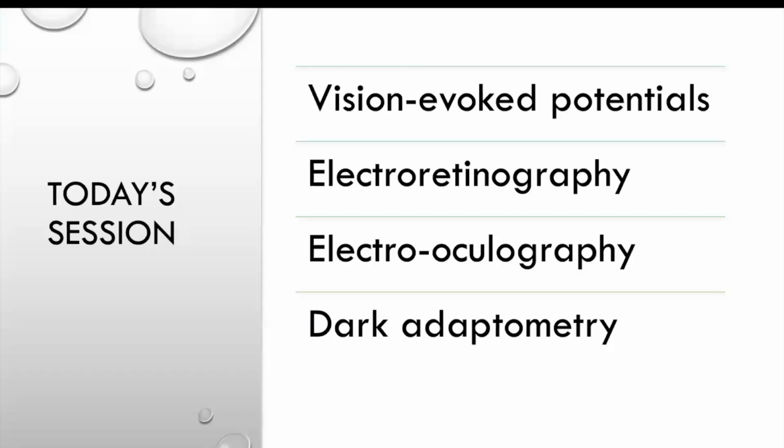So we're going to go through visual evoked potentials, ERGs, EOGs, and touch at the end on dark adaptometry, and what each of these things are, and A, how they are performed, and B, what they therefore essentially show in the normal eye.